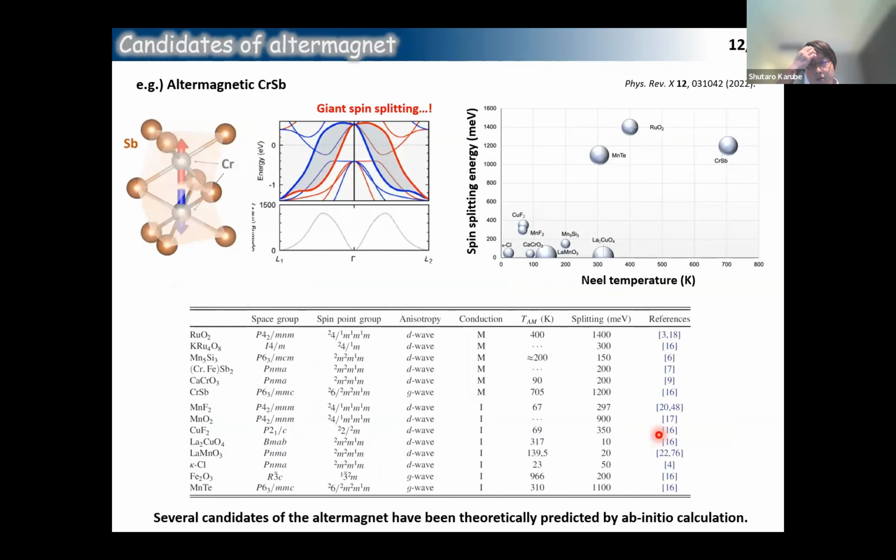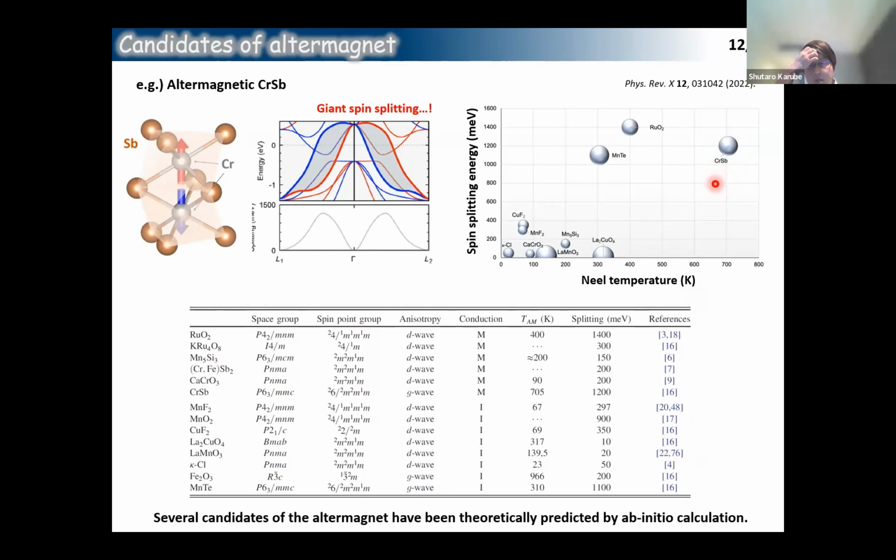In addition to the prototype material ruthenium dioxide, there are various other candidates for the altermagnet. One intriguing candidate is chromium antimonide, which, like ruthenium dioxide, has a crystal field surrounding the magnetic element chromium. It is anisotropically coordinated with respect to up and down moment. Chromium antimonide exhibits a higher spin splitting energy at low temperature than ruthenium dioxide, making it even more promising for practical application.